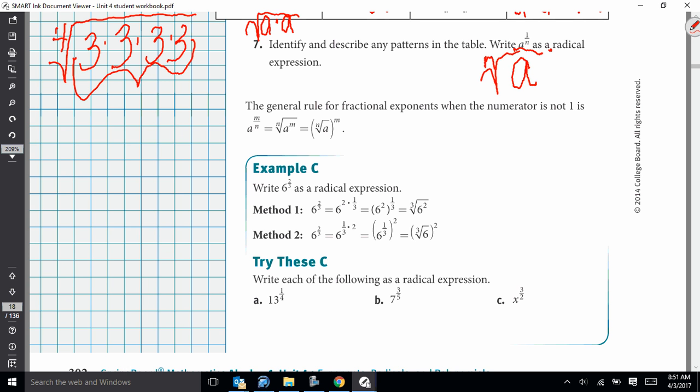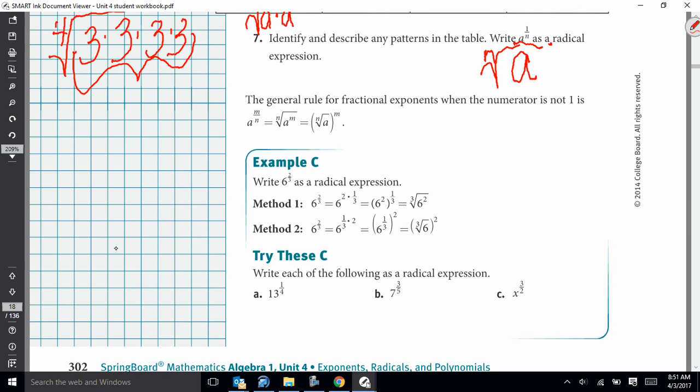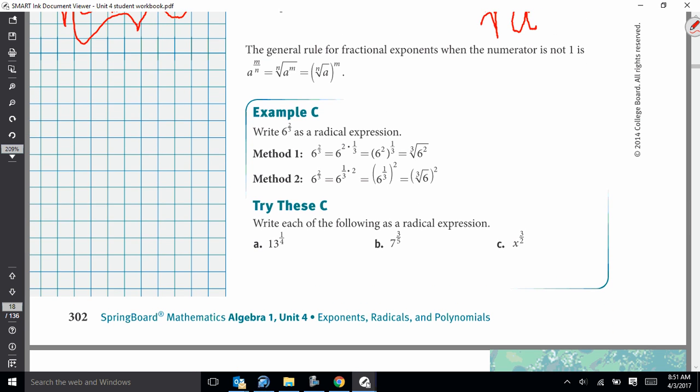Kind of. All right, so let's look at number 6. Here we have 6 to the 2/3 as a radical expression. We're going to do two methods, this is method number 1 and this is method number 2. They both will give you the same thing.